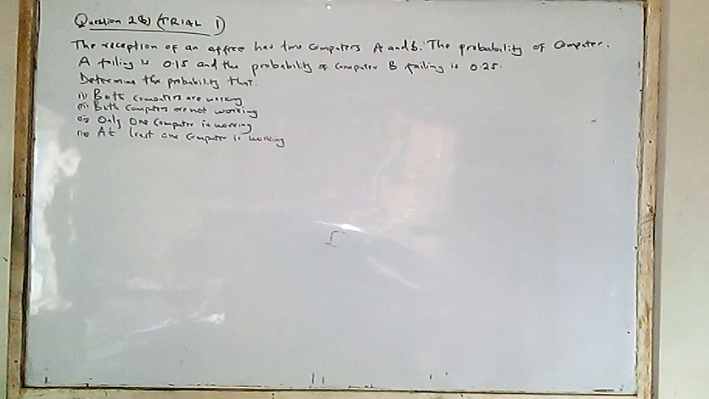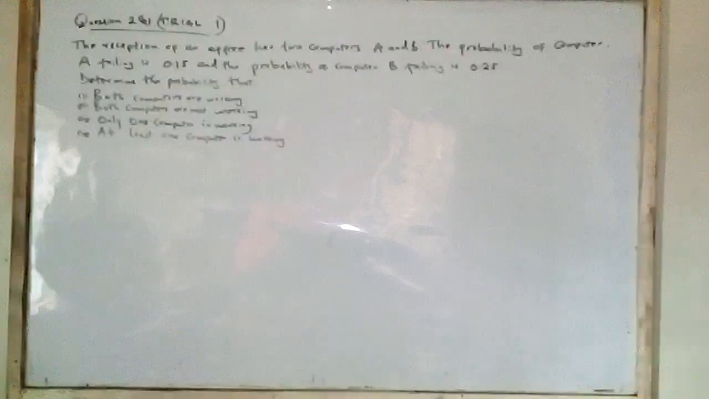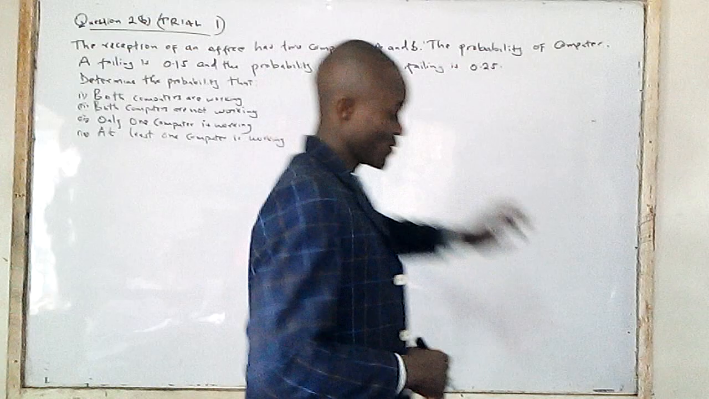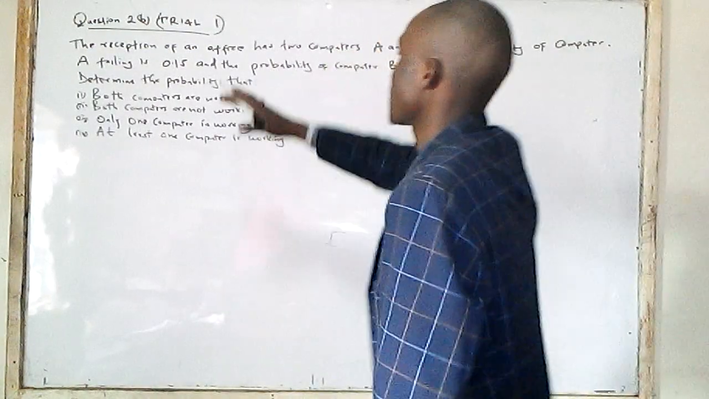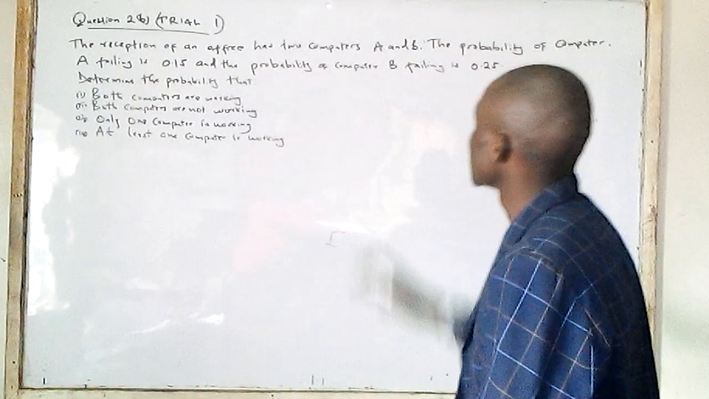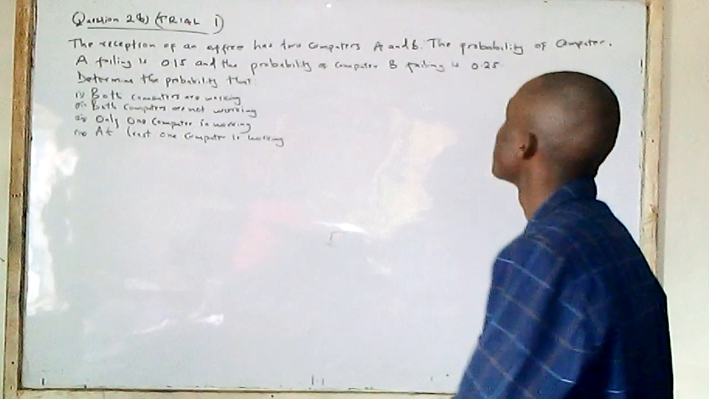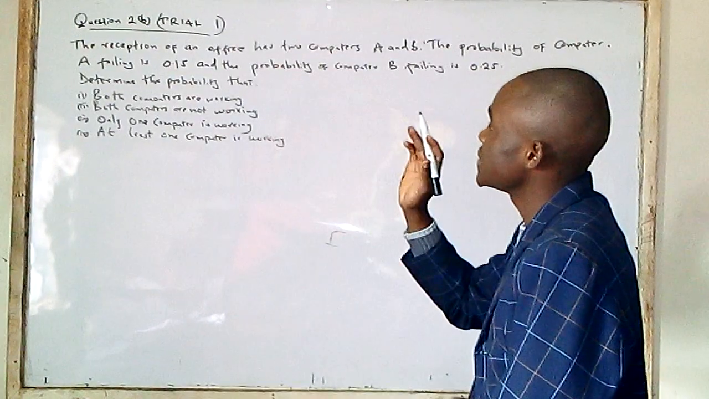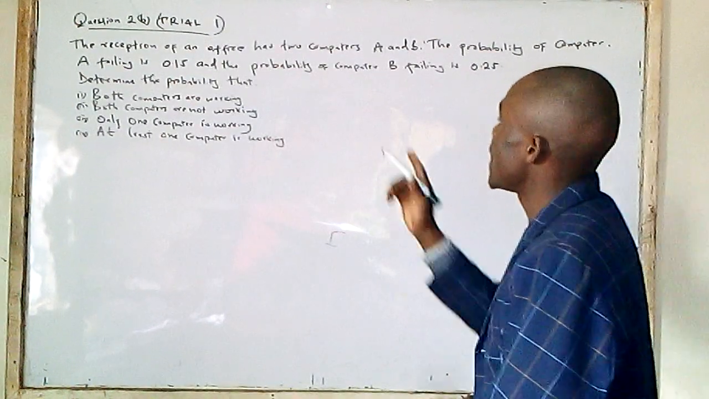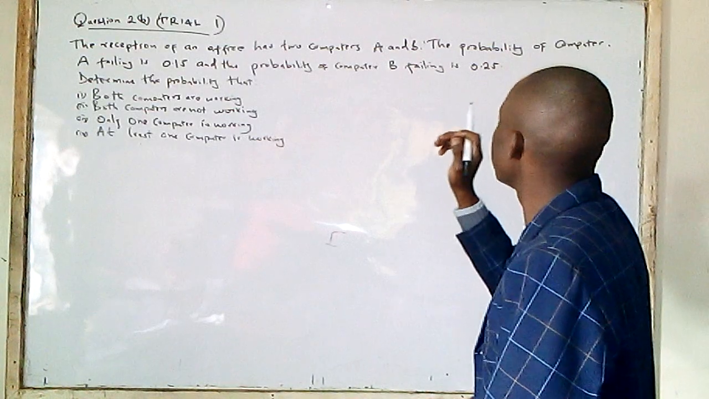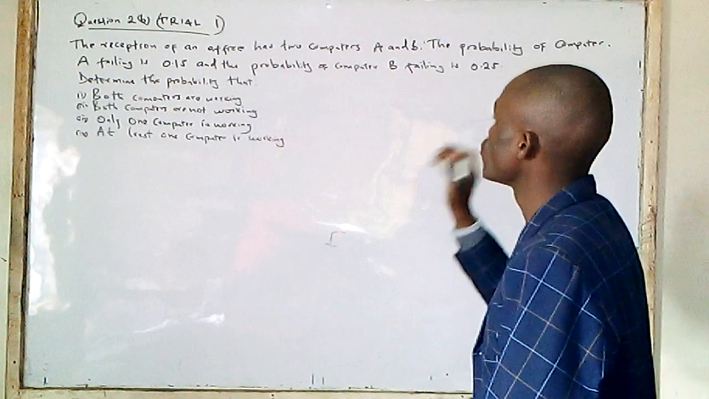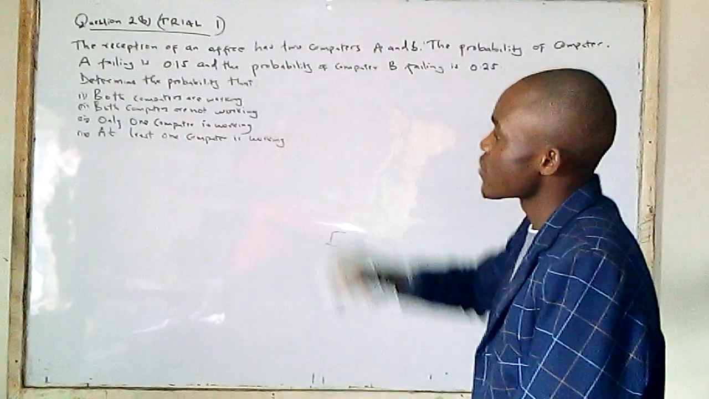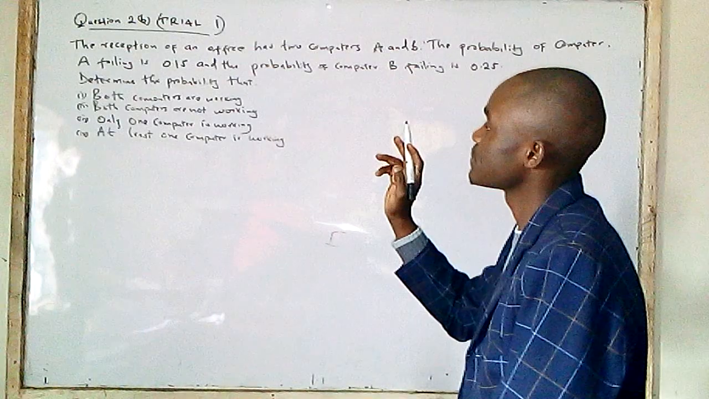Question number 2B, trial number 1. A reception of an office has two computers, A and B. The probability of computer A failing is 0.15 and the probability of computer B failing is 0.25. Determine the probability that, Roman 1, both computers are working.